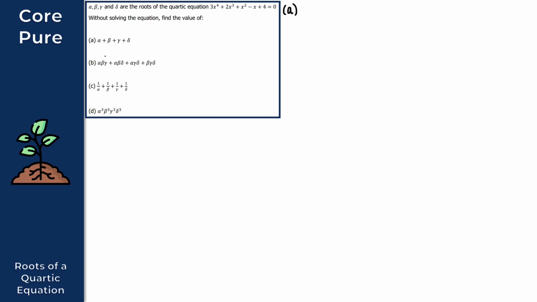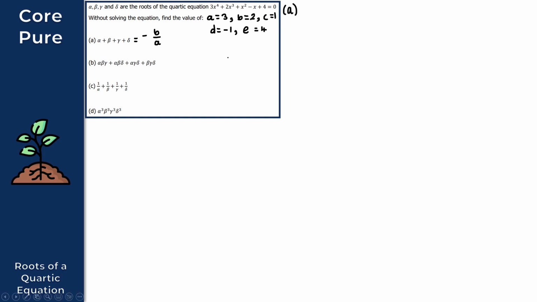For part A, it asks us to find the value of alpha plus beta plus gamma plus delta. Hopefully you recognize straight away that this result is one of our standard results. In that case, this will be equal to minus b over a. Let's refer back to the original quartic. The coefficients for this quartic are as follows: a is equal to 3, b is equal to 2, c is equal to 1, d is equal to minus 1, and finally e is equal to 4.